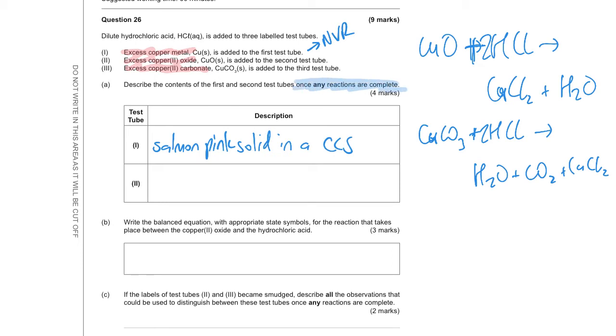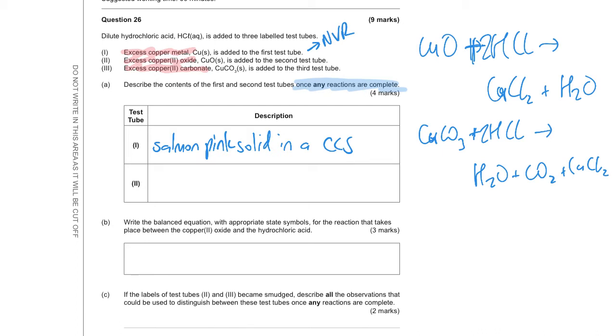So the examiner's report said that there's lots of kids who actually wrote the reactants and the products as observations, and you didn't really need to. You only needed to write the products as the observations. So what's going to occur? You're going to have copper chloride and water.